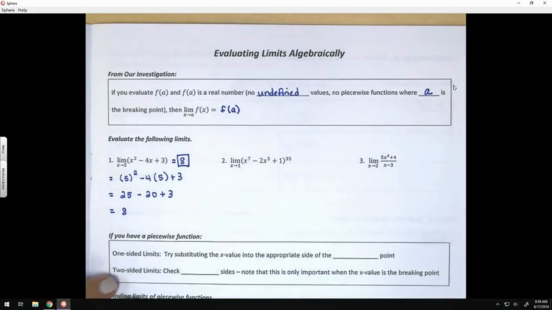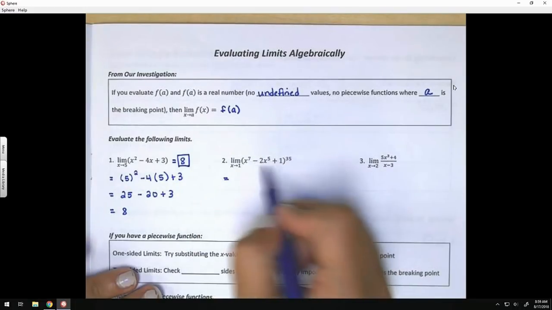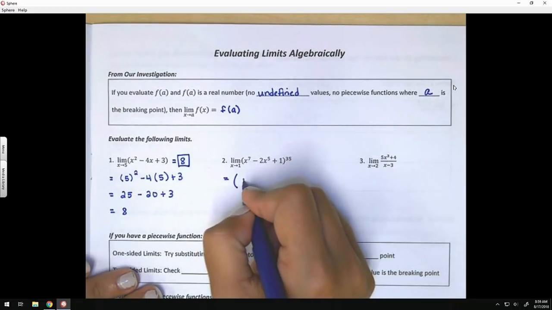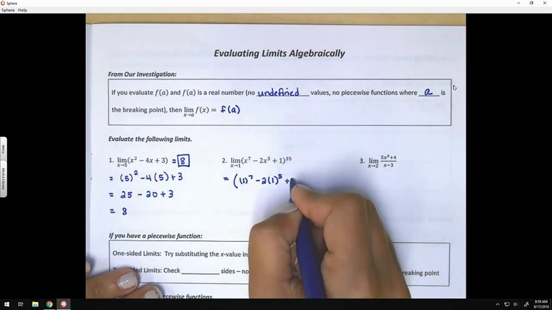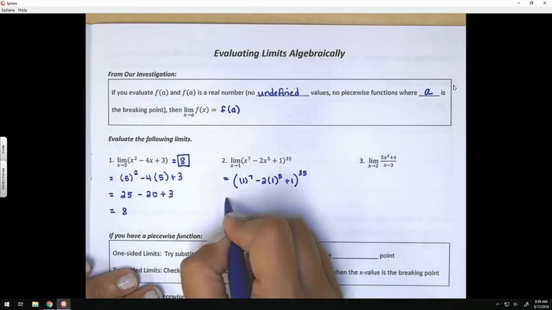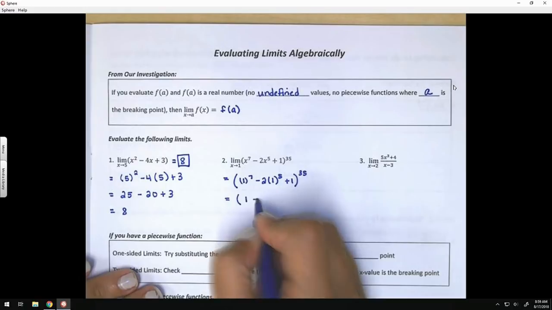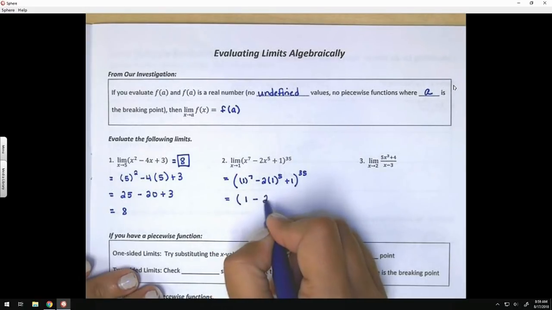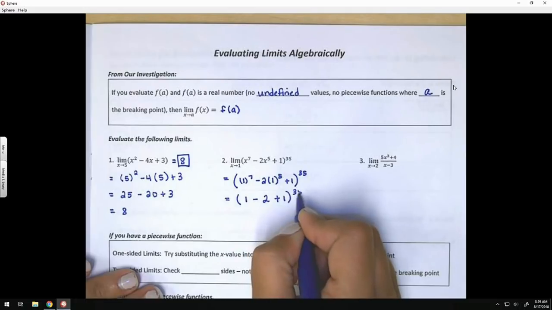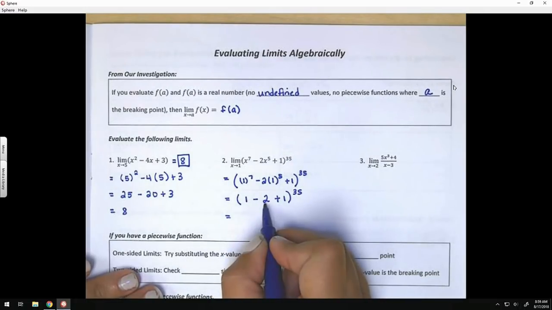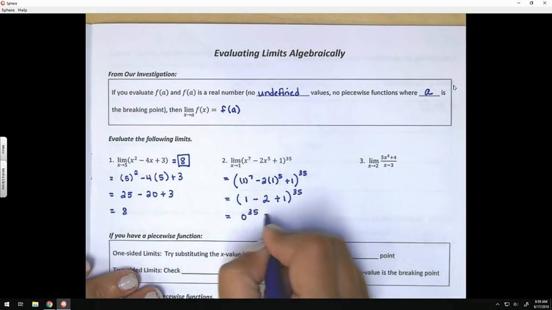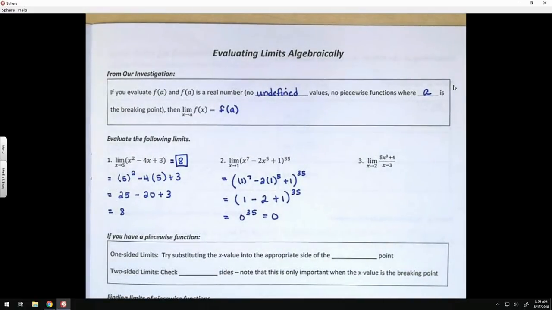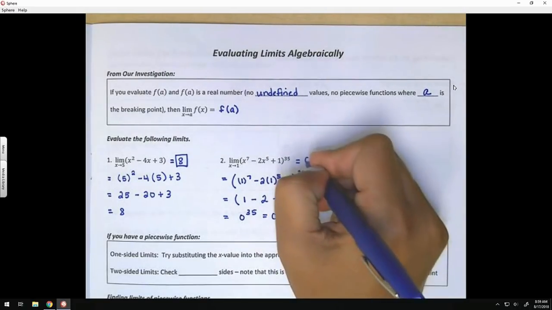For problem number 2, I'm going to take the number 1 and try substituting it into this function. So I'm going to have 1 to the 7th minus 2 times 1 to the 5th plus 1 to the 35th power. Now 1 to the 7th is just 1. 1 to the 5th is just 1, so this is going to be minus 2 and then plus 1 to the 35th power. 1 minus 2 is negative 1, plus 1 is 0, and 0 to the 35th power would just be 0. Since 0 is a defined answer, there's no undefined values and it's not a piecewise function, the answer here would just be 0.